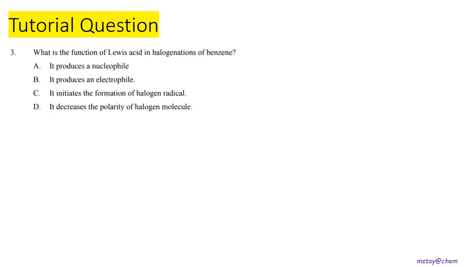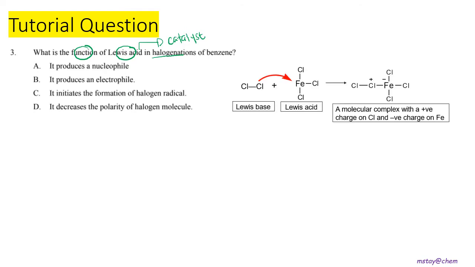Tutorial question number 3. What is the function of the Lewis acid in halogenation of benzene? Generally, we always say that the Lewis acid is the catalyst. But when we refer to the mechanism, for example in step 1, the lone pair of the chlorine atom will attach to the iron, because the iron has an incomplete octet. So at this moment, the iron will become negatively charged, and the chlorine, which is sharing the electron, will have a positive charge.